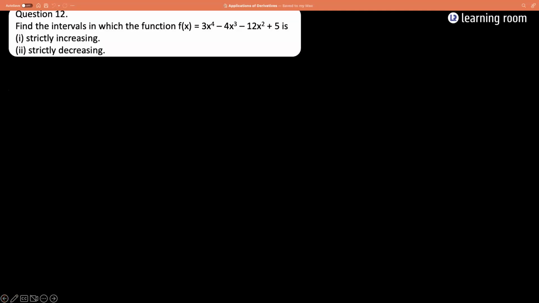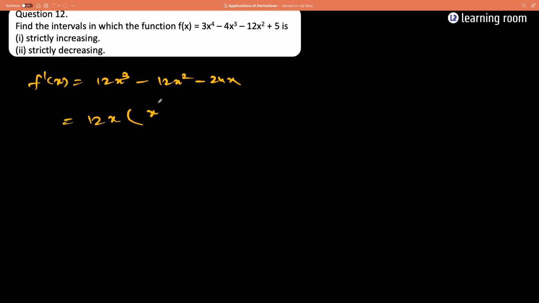Okay, I'll do one thing. I'll solve it. So check if this is right. F dash of x is equal to 12x cube minus 12x square minus 24x. So 12x, if I take outside, it is going to be x square minus x minus 2. So 12x into x minus 2 into x plus 1. You will not have any root 2.